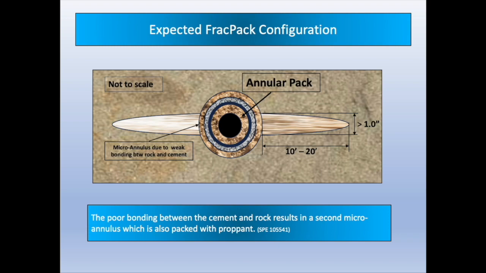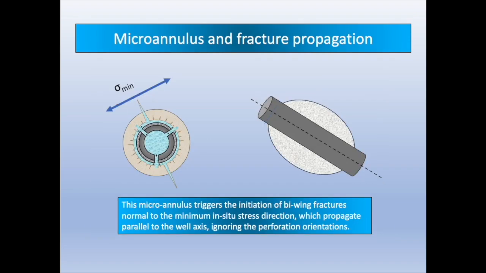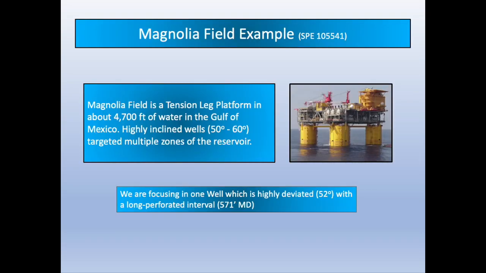Another feature that must be considered is the poor bonding between the cement and the rock. That results in a second microannulus, which is also packed with proppant. This microannulus triggers the initiation of bi-wing fractures, normal to the minimum in situ stress direction, which propagate parallel to the well axis, ignoring the perforation orientations.